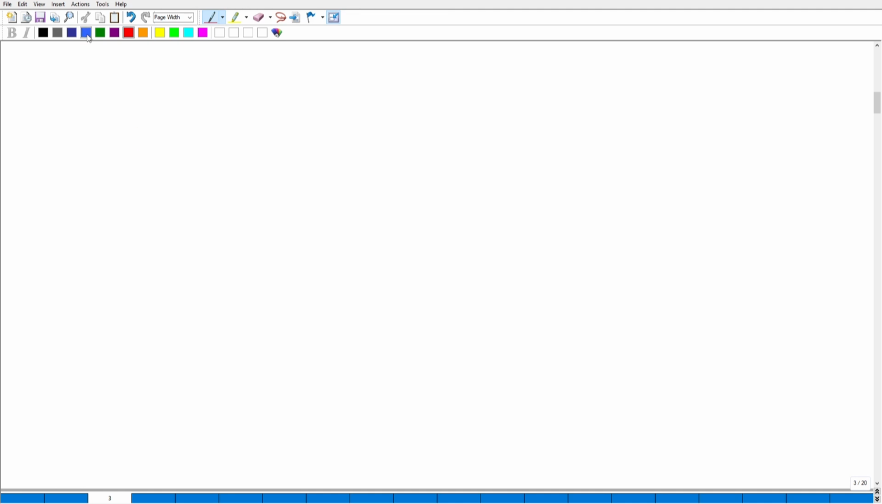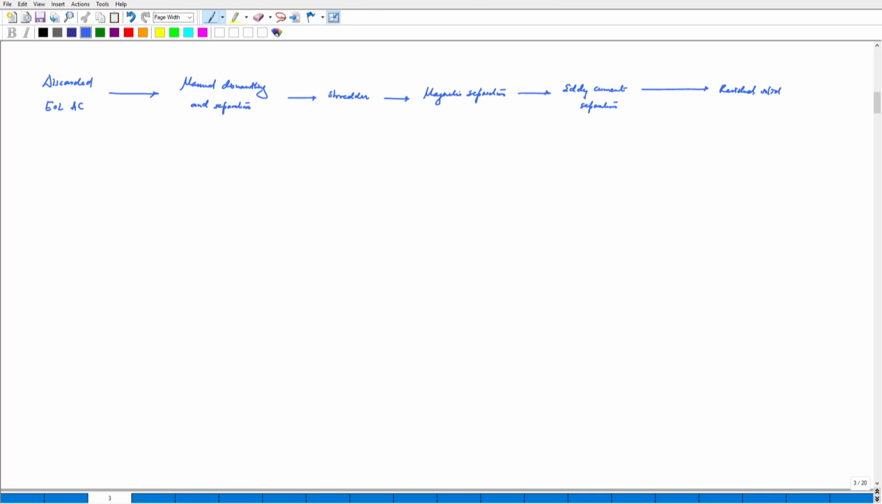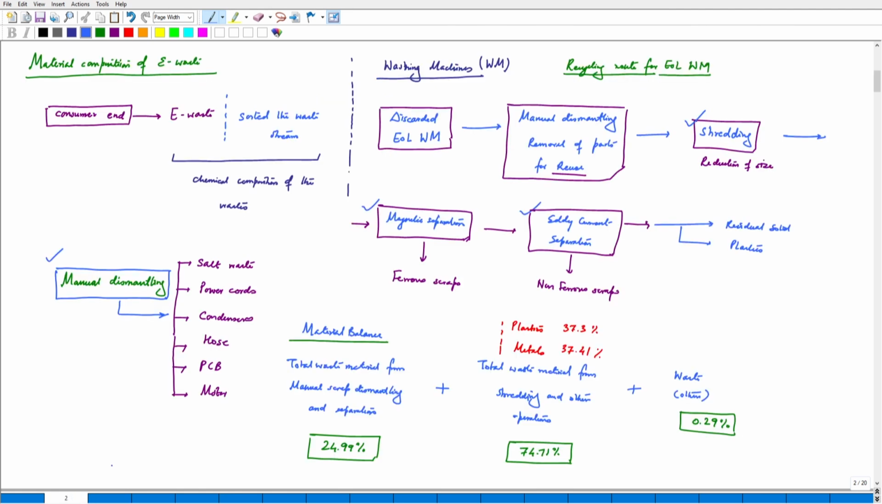We have the discarded EOL AC, which gives us manual dismantling and separation. Then we have the shredder. Then we have magnetic separation. Then we have eddy current separation. And finally we have residual solid and plastics. So we know what we had seen previously, what the inputs and outputs are.